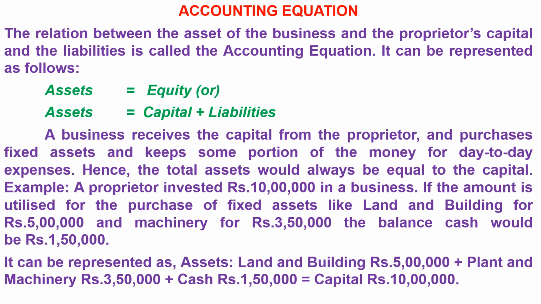Hence, the total assets would always be equal to the capital. Example. A proprietor invested 10 lakh rupees in a business. If the amount is utilized for the purchase of fixed assets like land and building for 5 lakh rupees and machinery for 3,50,000 rupees, the balance cash would be 1,50,000 rupees. It can be represented as assets. Land and building 5 lakh rupees plus plant and machinery 3,50,000 rupees plus cash 1,50,000 rupees equals capital 10 lakh rupees.